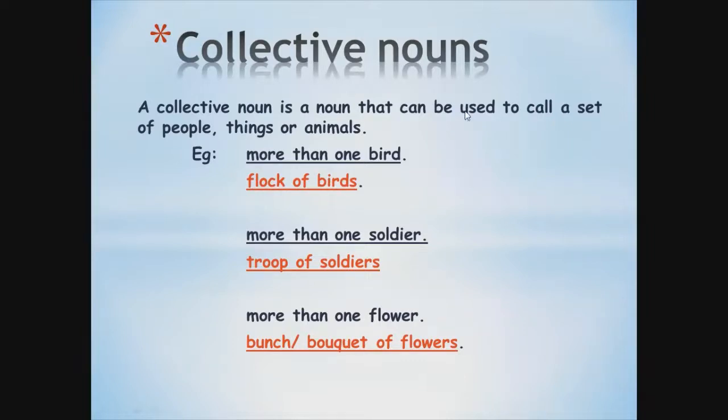Let's look at an example. If there is more than one bird, here one bird, not two, you can call it a couple of birds, right? But if there are more than that, you can call it a flock of birds, right? Then if there is more than one soldier, you can call it a troop of soldiers.